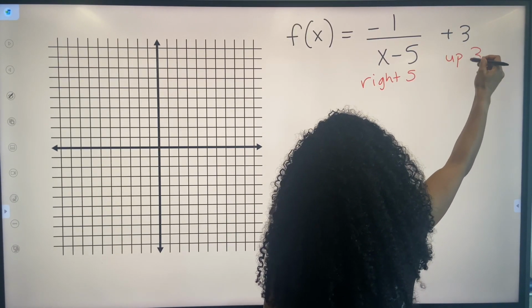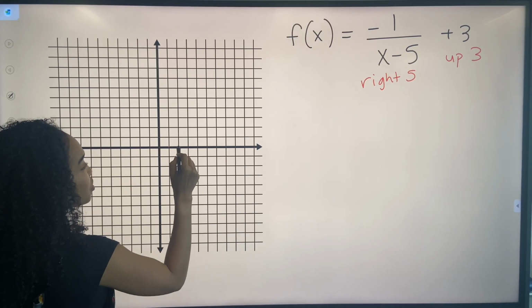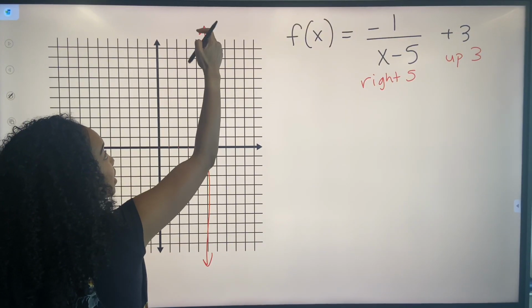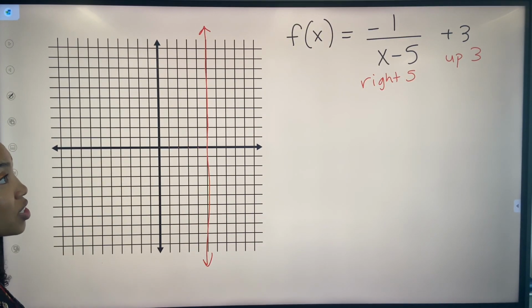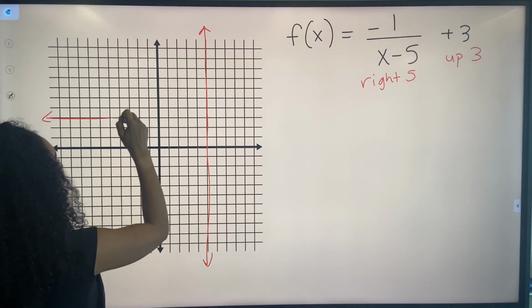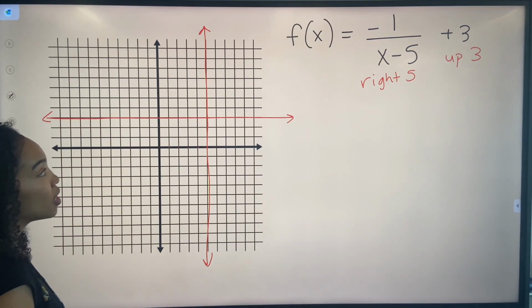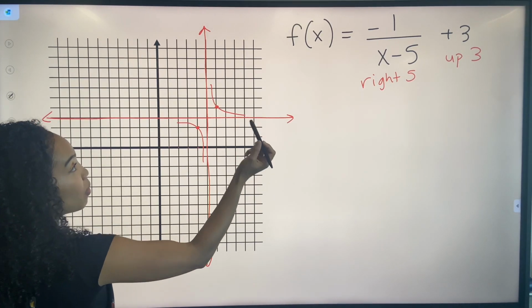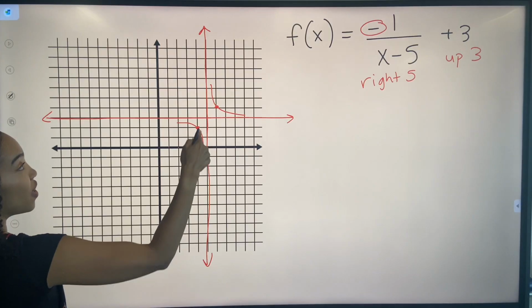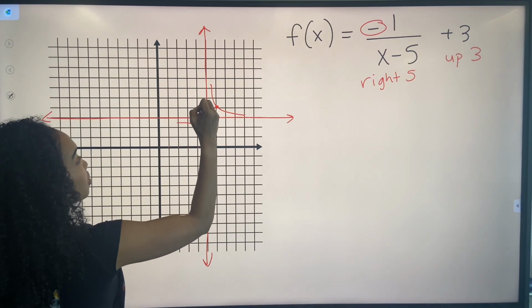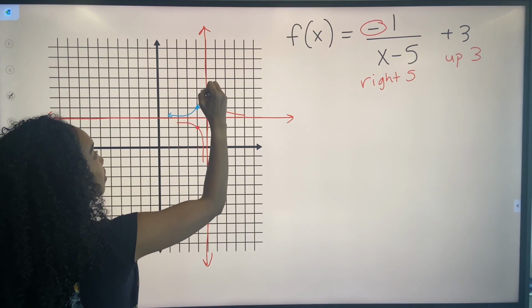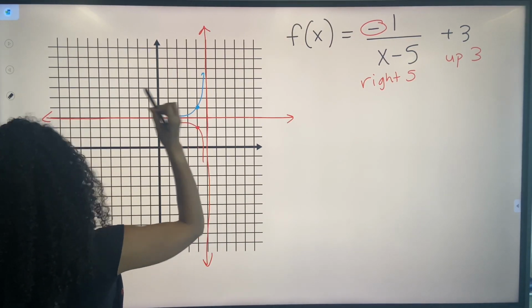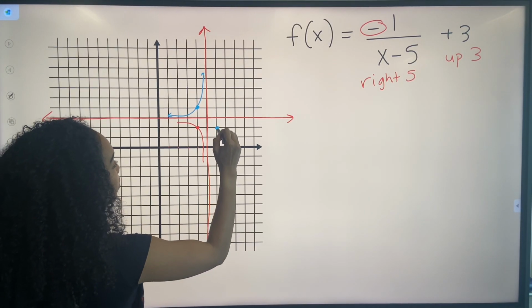Okay, so guys, this went right 5 and up 3. So right 5, 1, 2, 3, 4, 5. Here's my vertical asymptote. So this is the line you cannot touch. You'll get close to it, but you will not touch it. And then it went up 3. Here's my horizontal asymptote. Now, normally, your graph, you have points here and here, and it goes like this. However, you are reflecting, so it's not there anymore. Your graph is actually right here. It reflected across the x-axis. So this part came down here. It's reflected.